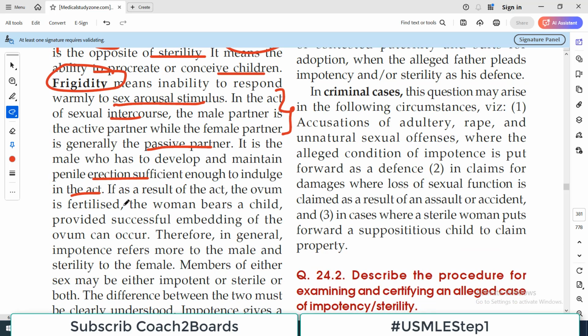Continuing on this, if as a result of the act the ovum is fertilized, the woman bears the child, provided successful embedding of the ovum can occur. That's the usual reproductive cycle, which involves sexual intimacy, then intercourse, then deposition of sperm, then fertilization and then conception.